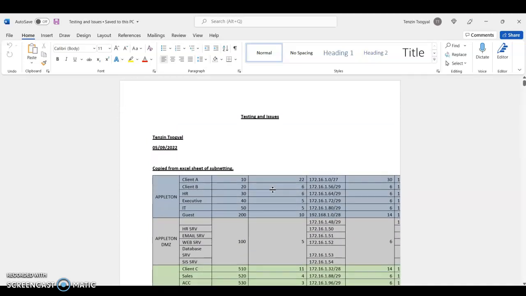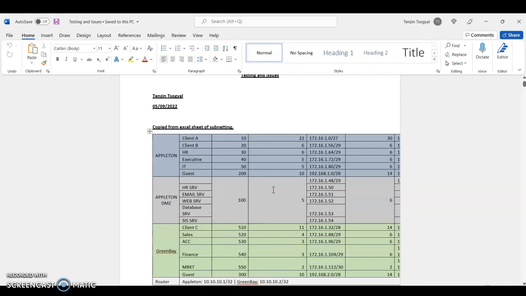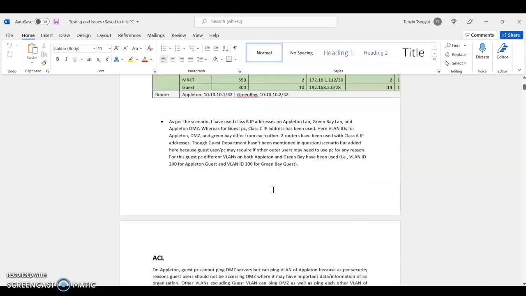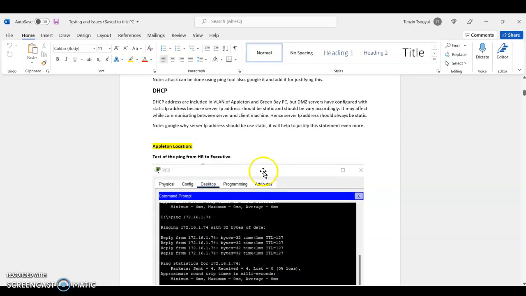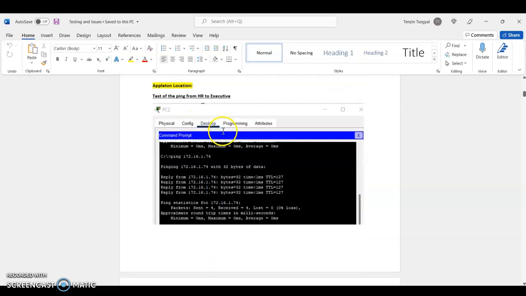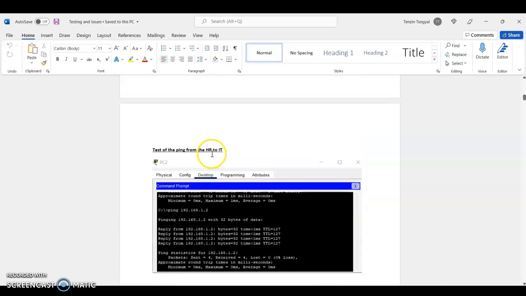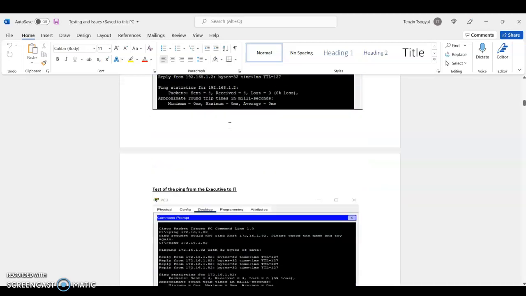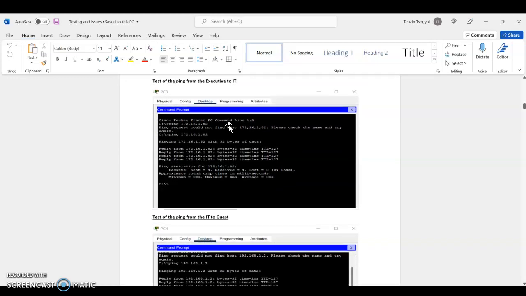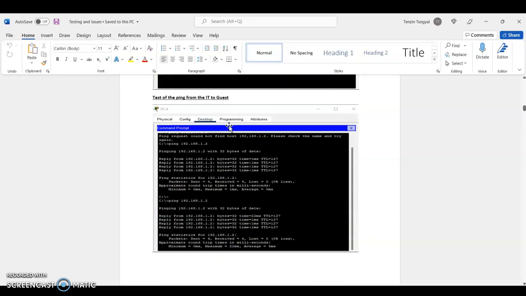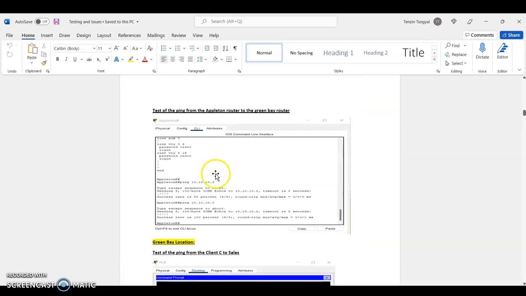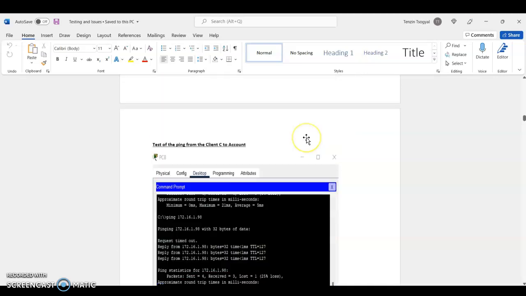And now I'd like to show some of the testing that I have done. As I mentioned earlier in the video, I was able to test my devices. This is the ping from HR to executive, got success. And this is HR to IT. I can go on with the ping, but I'm going to stop right here and show you the test ping from Appleton router to Green Bay.